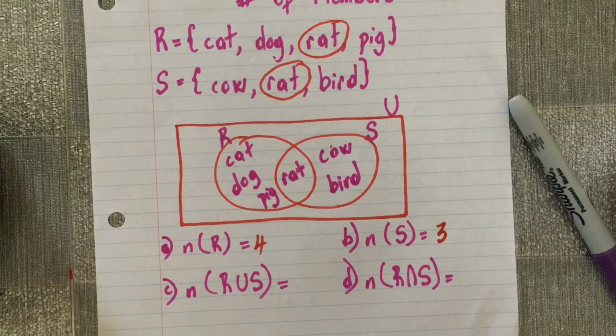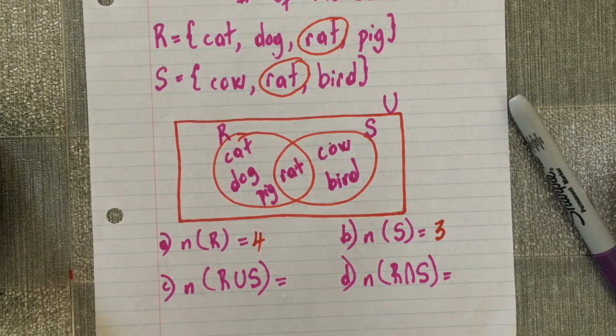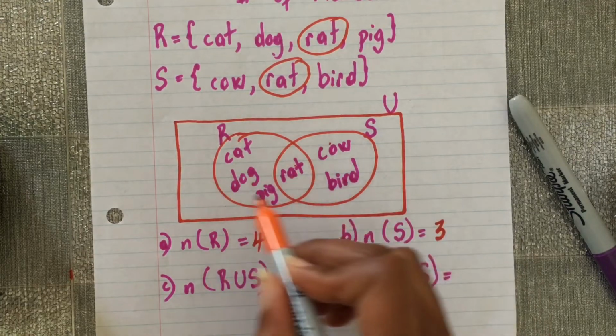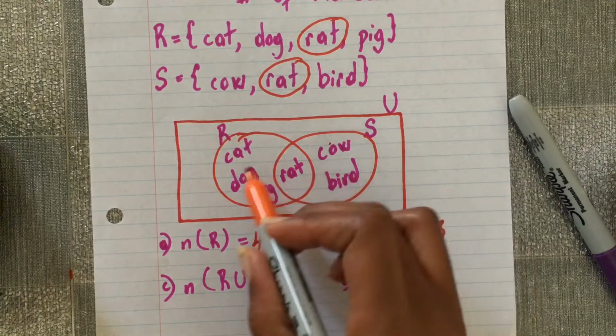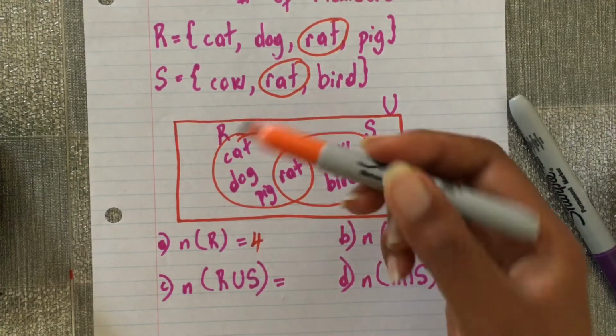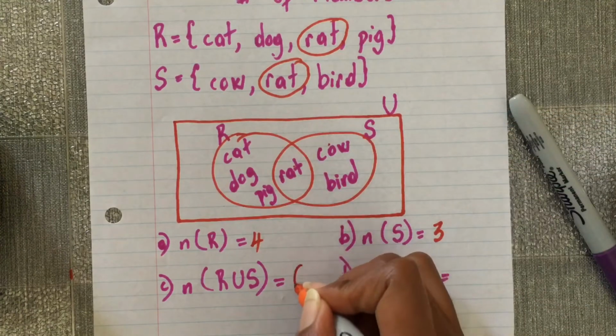Moving along, we have the elements for R union S. R union S, they're talking about all the elements included in R and S. Question, do we have a repeat? If we have rat, and the rat is involved in both sets, we're not going to count it twice. We're going to ensure that we only count it once. So here, R union S, we're going to count all the elements involved. So we have 1, 2, 3, 4, 5, 6. So your answer would have been 6.